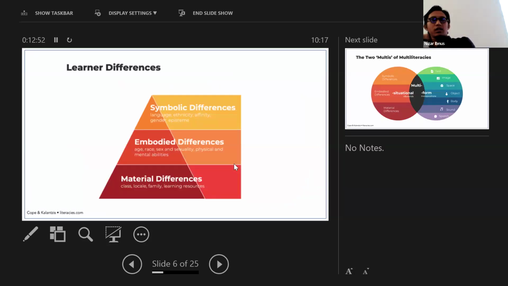When it comes to learners, the learners also have diversity in terms of material, embodied, and symbolic. In terms of material, the students will be diverse in terms of social class and economic class. In terms of embodied differences, they are different in terms of age, race, and so on. And the symbolic means the learners are also different in terms of episteme, or the way they think, because they are attached to a certain ethnic group. It means that when they are attached to certain ethnic groups, they will also have a certain way of thinking.